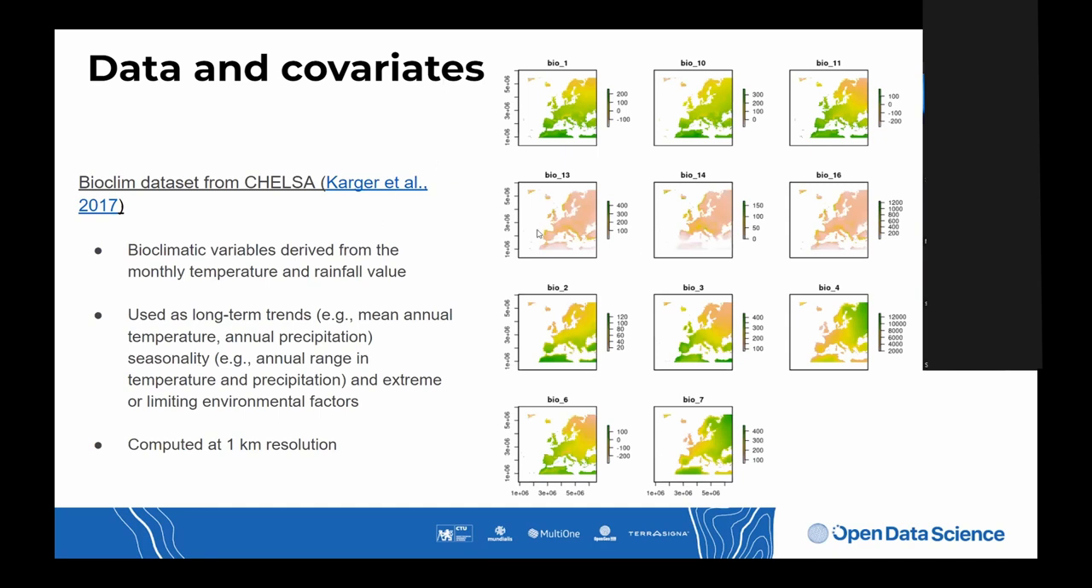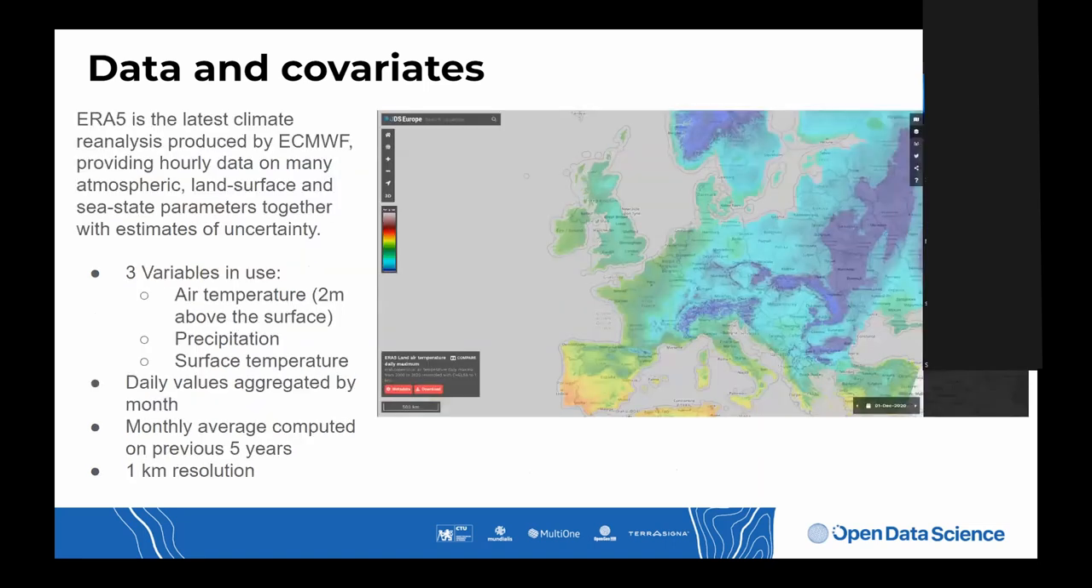I will just go very rapidly across the covariates. This is, for example, the bioclimatic variables here. These are long-term averages of the last 40 years of temperature and precipitation mostly, or indices like continentality and so on and so forth, that we use to establish a baseline of the climatic conditions of the area of study. And they are all computed at 1 kilometer resolution, so they are very coarse.